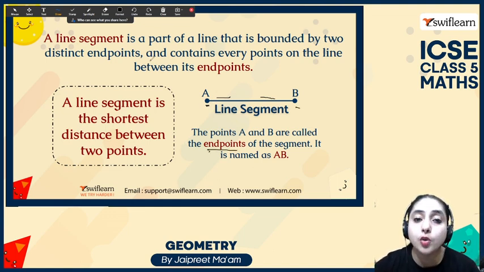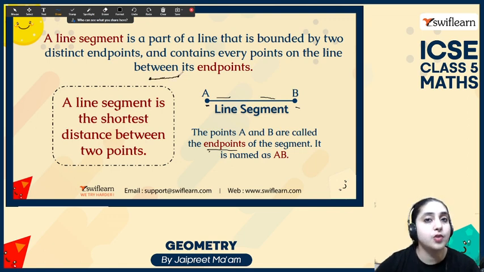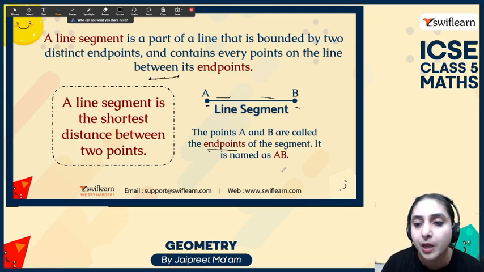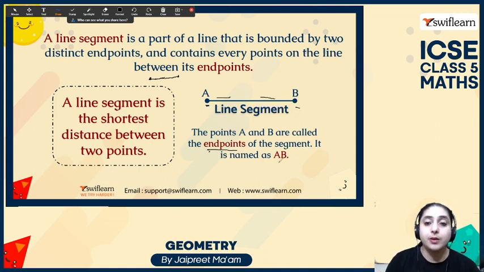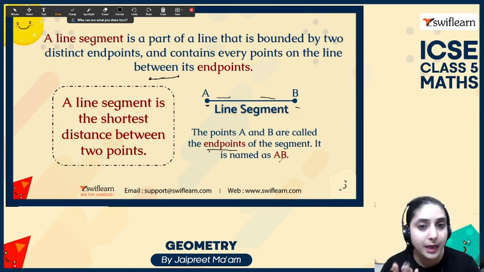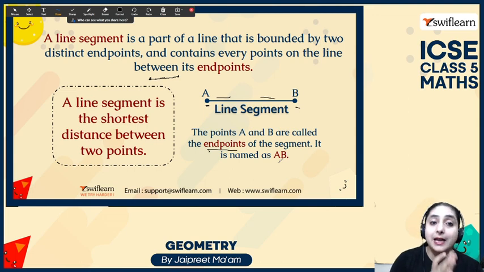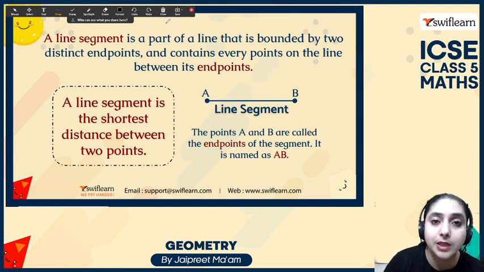क्योंकि end points क्यों? क्योंकि यहाँ तक जो है लाइन खत्म हो जाएगी, इससे ज़्यादा एक्सटेंड नहीं होगी लाइन सेगमेंट. It is named as AB. So it's named as AB. So this is line segment. We are talking about a line segment.